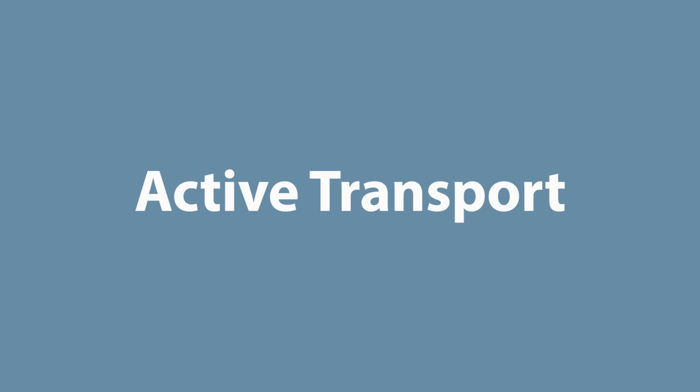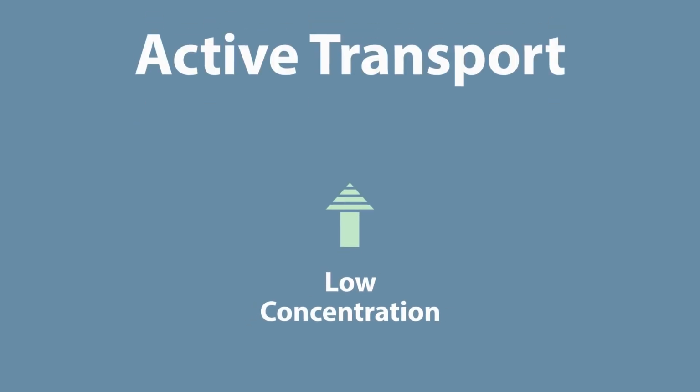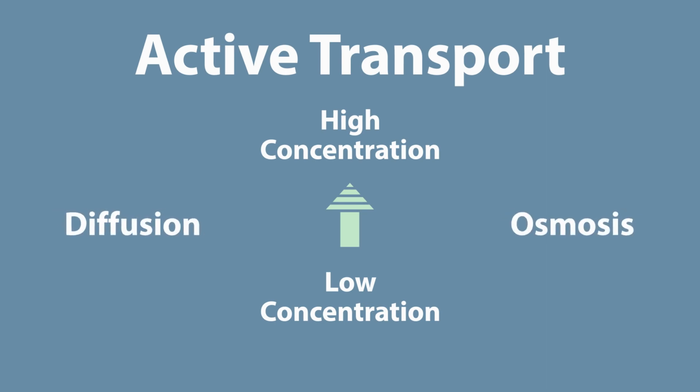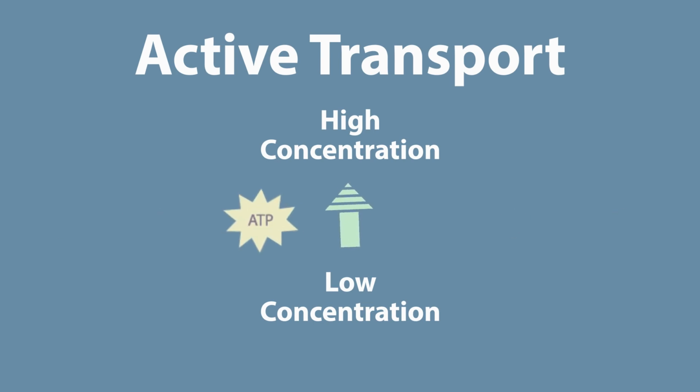Active transport moves molecules from a low concentration to a high concentration against the concentration gradient. This is the opposite of diffusion and osmosis, and because it is not the natural direction, energy is required to make it work.